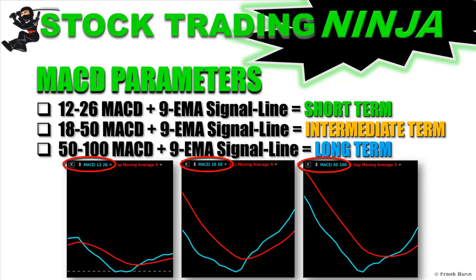There are several MACD parameters which may be used in order to sort and select trade entries. As a rule of thumb, the 12 and 26 period MACD with the 9 period EMA signal line is generally used for short-term momentum. The 18 and 50 period MACD with the 9 period EMA signal line is used to determine the intermediate term momentum, and the 50-100 period MACD with the 9 period EMA signal line is used to determine long-term momentum.